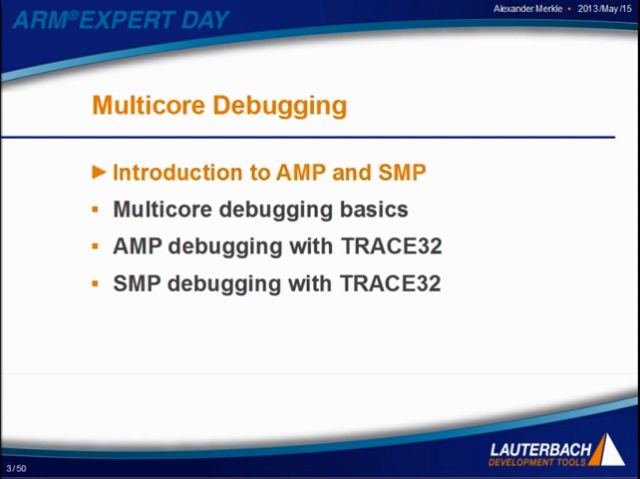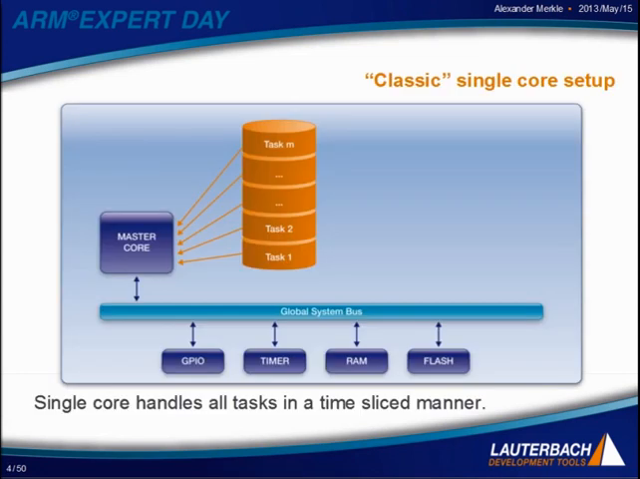So let's start with AMP and SMP. Classically, you had on your printed circuit board a single chip. This single chip had a single core inside, and the single core had a data and address bus. Attached to this data and address bus were peripherals, data memory, and instruction memory. For classic systems, it was ensured that the single master core had exclusive access to the bus, to the peripherals, and to the memory.